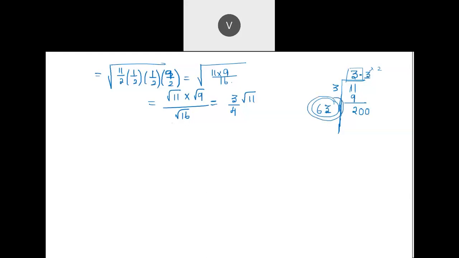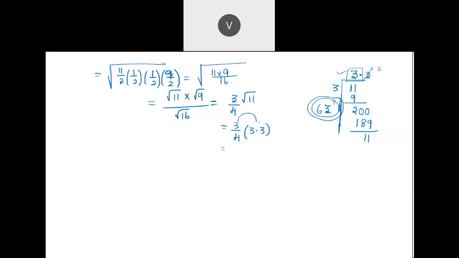So now multiply this 189 with 3. 189, ma'am. Subtract these two. 200 minus 189. 11, ma'am. 11. Can we stop here itself? Yes, ma'am. Approximately 3.3. That is enough. So 3 by 4 into square root of 11 value is 3.3.